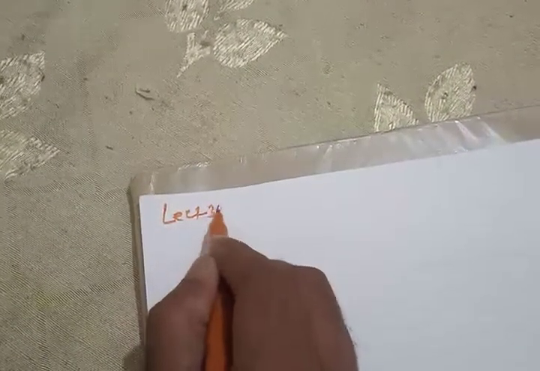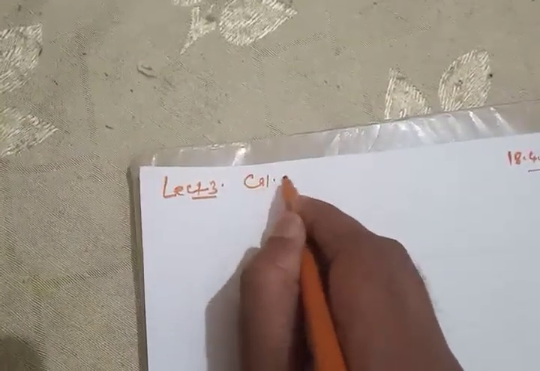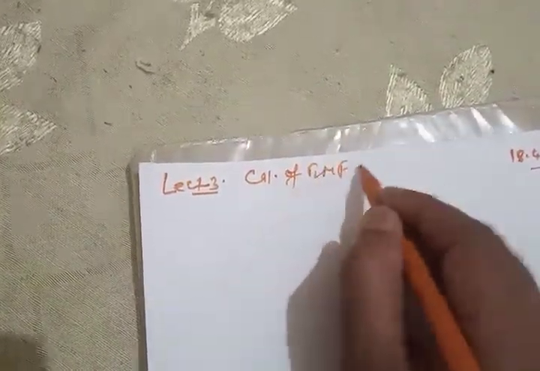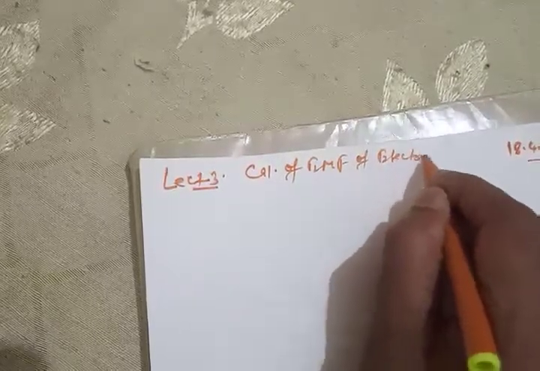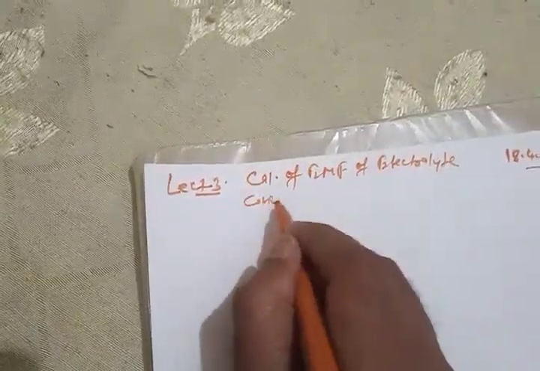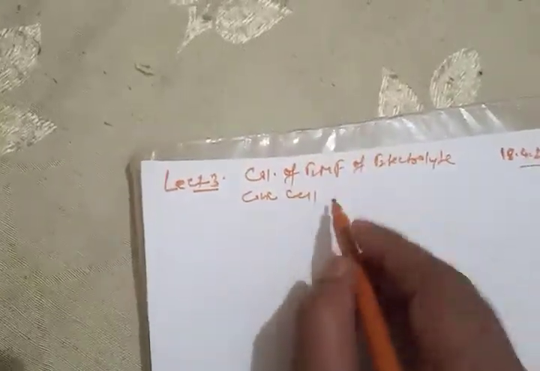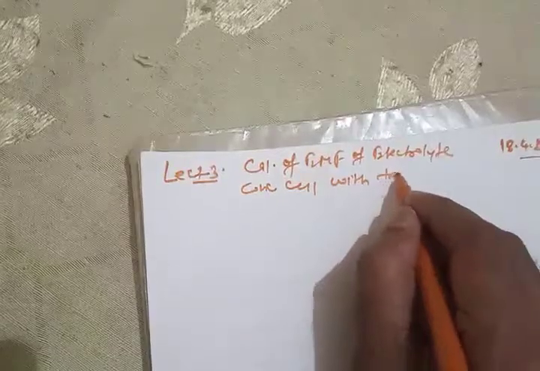Welcome back, class. This is the fourth unit of electrochemistry that we are discussing. In our previous lecture, we talked about the calculation of EMF of electrolyte concentration cell without transference. This is the one with transference.